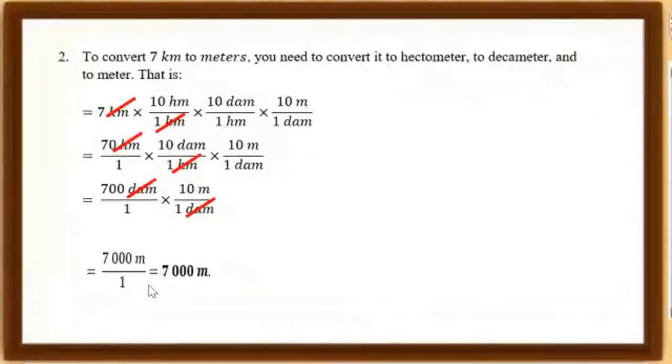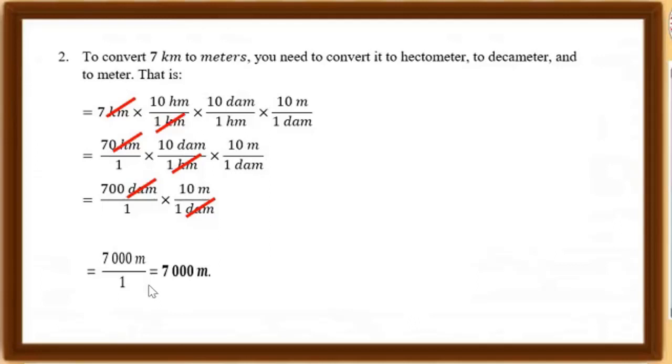Now, let us answer the number 2 example. To convert 7 kilometers to meters, you need to convert it first to hectometers, then to decameters, and to meters. So now, let us have 7 kilometers times 10 hectometers over 1 kilometer, times 10 decameters over 1 hectometer, and times 10 meters over 1 decameter. Now let us multiply 7 kilometers times 10 hectometers over 1 kilometer.